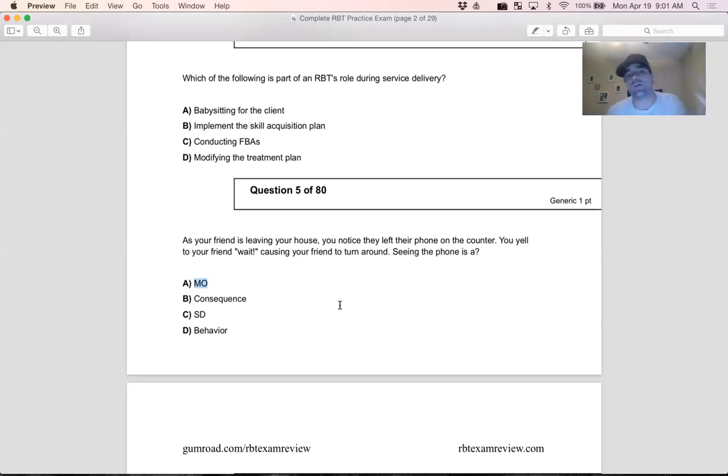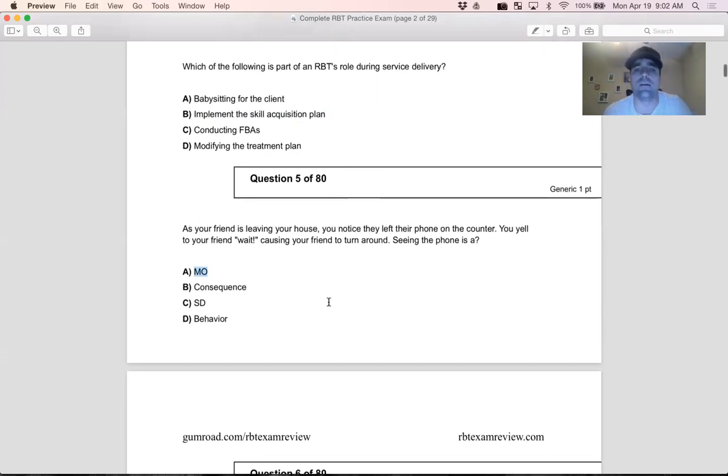So you have to think about MOs, okay, make you want or not want to do something. It alters the value. SD just signals that reinforcement or that consequence is available. And D, behavior. Yes, right, but what's the best answer? MO, okay? All right.